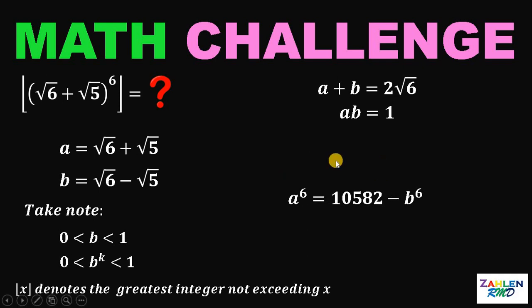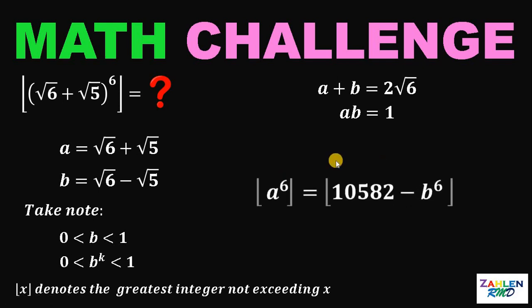And now, let's take the floor value on both sides. Now take note that this a is square root of 6 plus square root of 5. Therefore, the left hand side is just the floor value of square root of 6 plus square root of 5 raised to 6. Now here comes the exciting part.